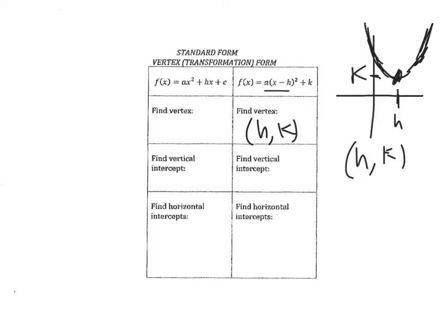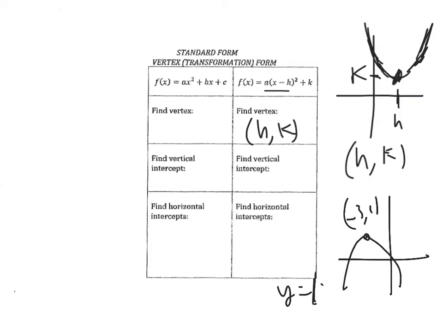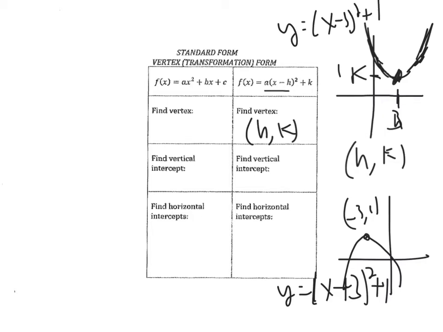Suppose this parabola is over here, I'll have it open down, and that vertex is (-3, 1), and we'll assume the stretch factor is just 1, so we'll write y equals (x plus 3) squared plus 1. And if it were over here, where this was 3 and this was 1, we'd write that as y equals (x minus 3) squared plus 1.